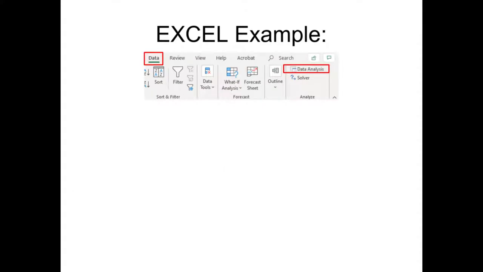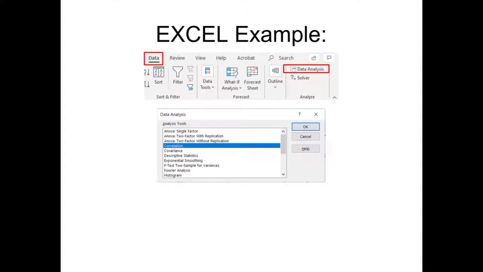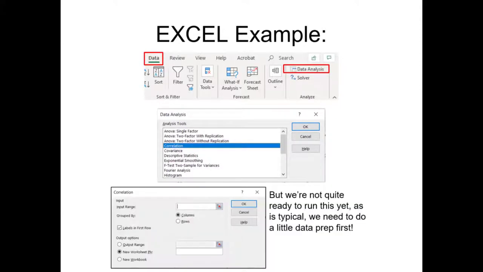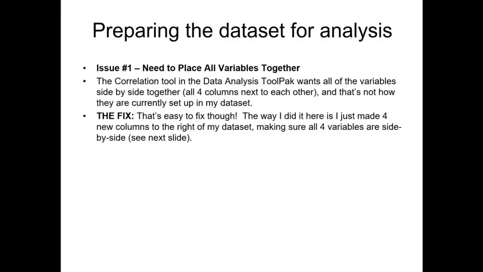To do this in Excel, we are going to use the Data Analysis ToolPak. It has a correlation option where we can do multiple correlations at once, but we're not quite ready to run this just yet. As is typical, we're going to have to do a little data preparation first. Let's talk about the two things we're going to have to solve. First, we're going to need to place all of the variables together, all in side-by-side columns. That's just the way that the Data Analysis ToolPak wants it when you run correlations. We'll fix that easily enough.